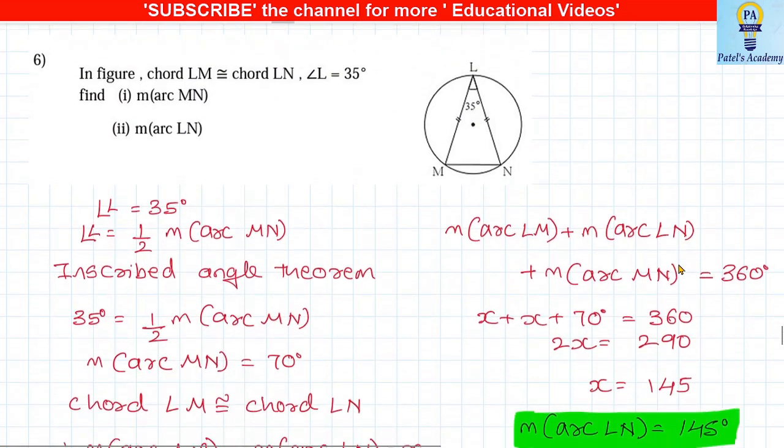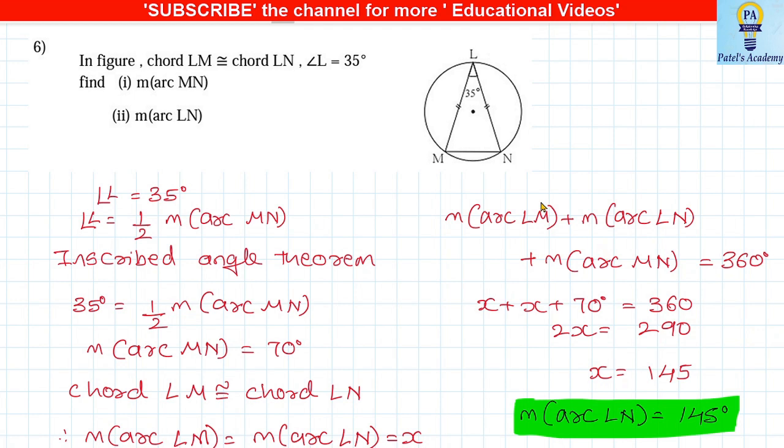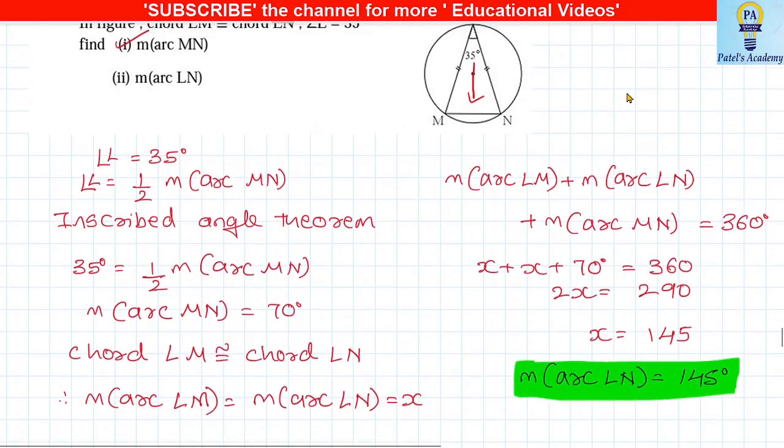Let's see the next one, the sixth one. So here they have given angle L is 35 degree, and the first thing you have to find out is the measure of arc MN. In the figure you see that MN is the arc opposite to this, so this is going to be double the angle. MN is 70 degree. The arc is double the angle, so we got that. So the first part is easy, a direct sum. The next part is you have to find the measure of arc LN.